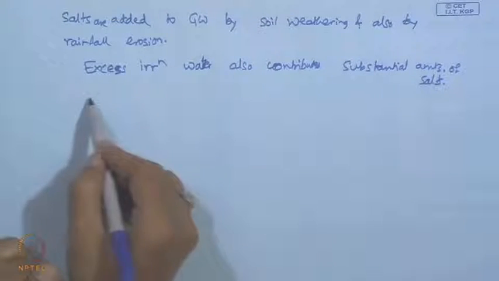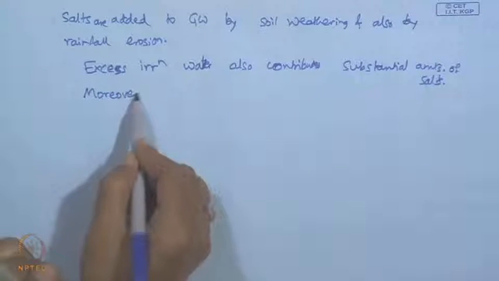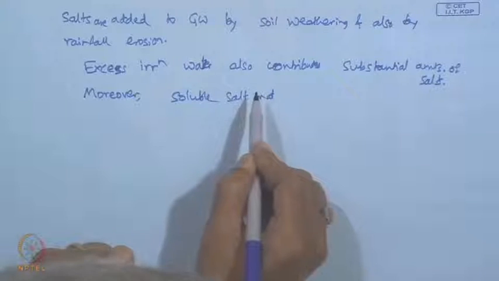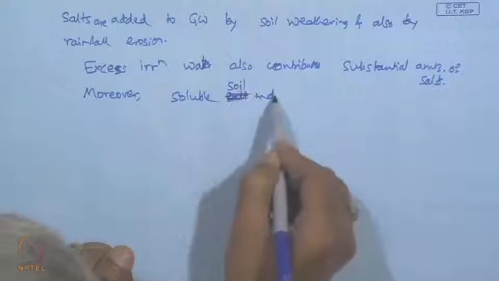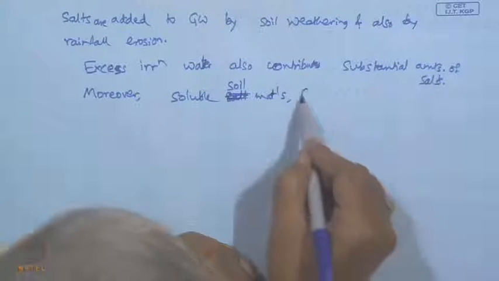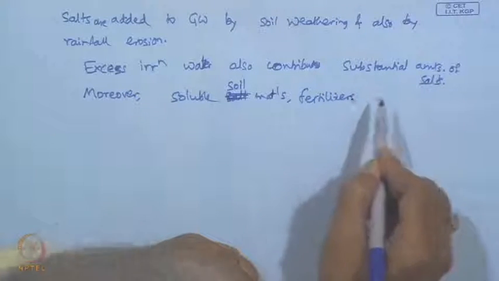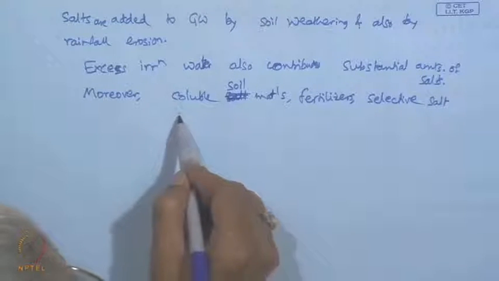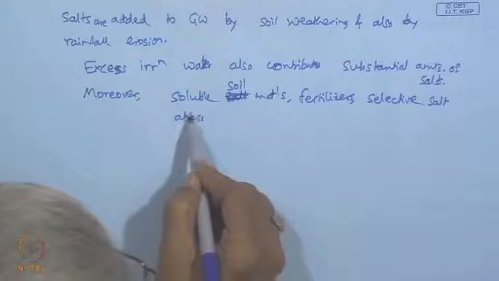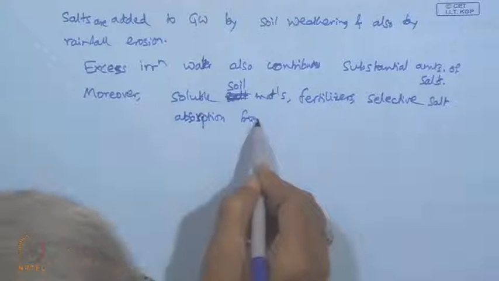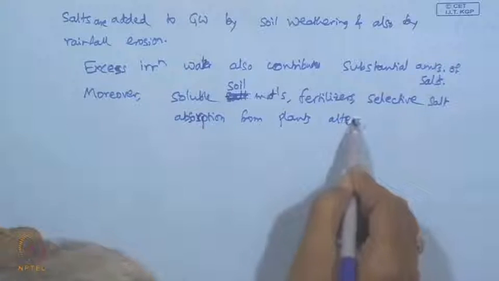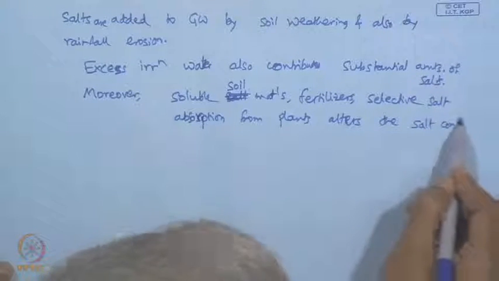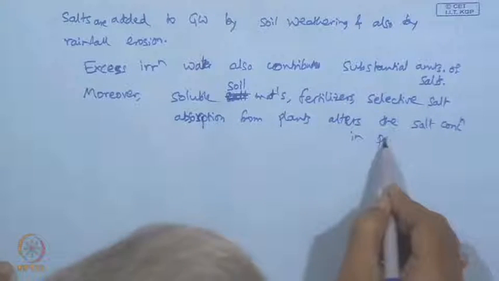Moreover, the soluble salt materials, soluble soil materials, fertilizers, this selective salt absorption from plants alters the salt concentration in this percolating waters.